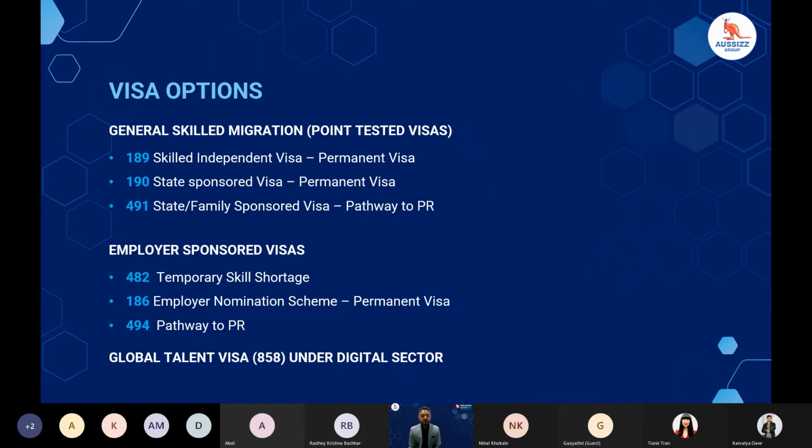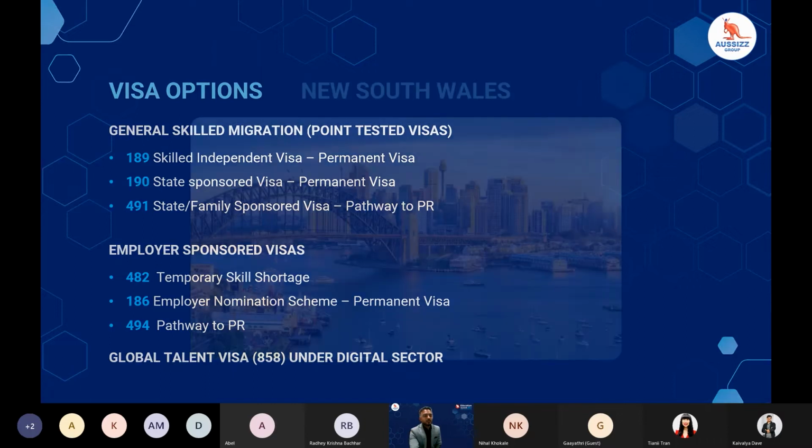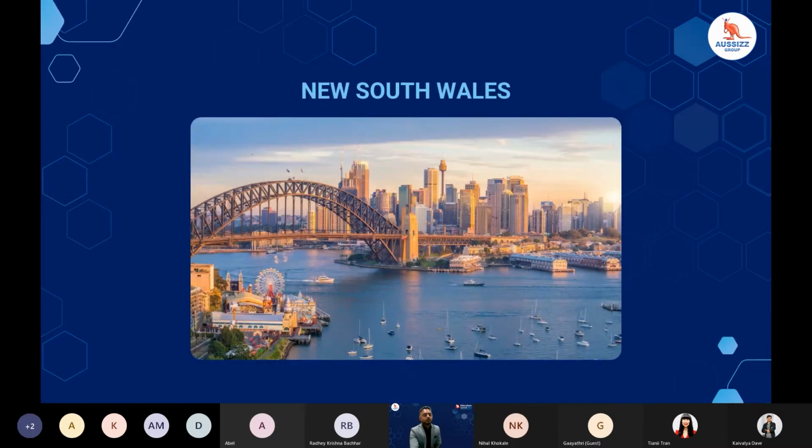And last is the global talent visa. This is for applicants who are highly skilled and have reached the top notch of their career. They can apply under the digital sector under the global talent visa subclass 858 program. We will discuss the state nominations now.